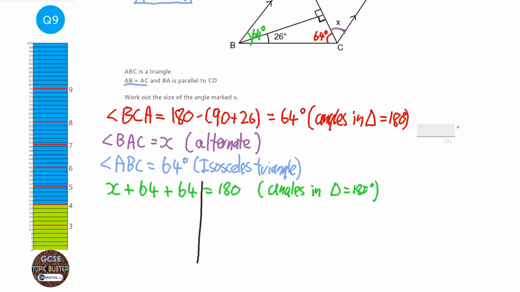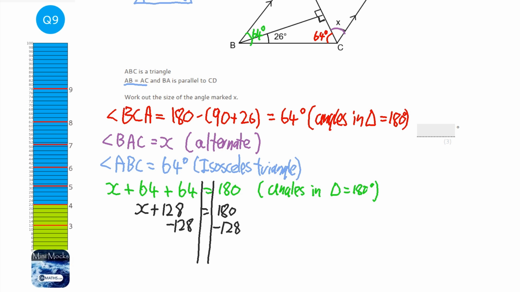So I put my lines down. So we add 64 and 64 together, which would be 128. So x plus 128 equals 180. And we're going to take away the 128 from both sides. So we do 180 take away 128, which is 52.